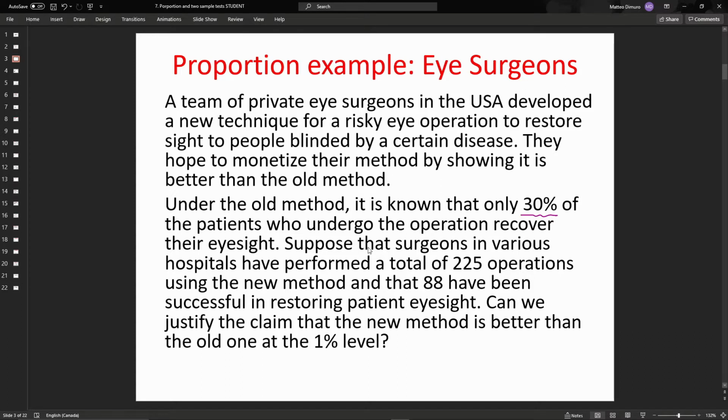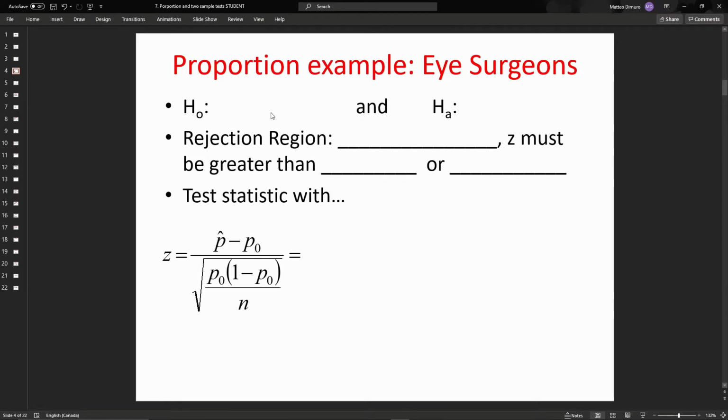And so here comes the experiment. Surgeons have performed their surgery 225 times using the new method, and 88 have been successful. Can we justify the claim that the new method is better than the old one at the 1% level? Okay, so right here, you got your p hat, right? 88 divided by 225, and it's binomial because either the surgery works or it doesn't. It restores the eyesight or it does not. So here we go. First things first, figure out your HO and your HA. HA is easier to figure out. Now, you actually need to go and figure out what that p hat is.